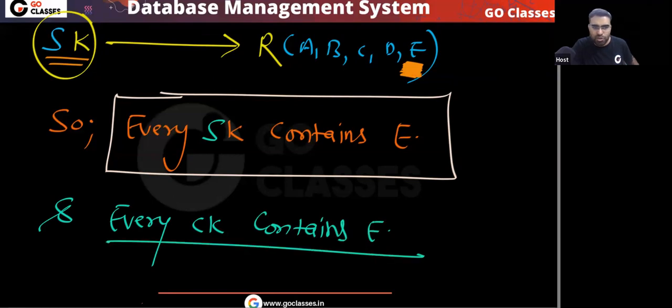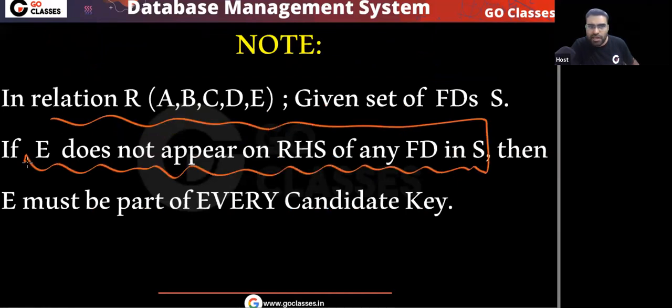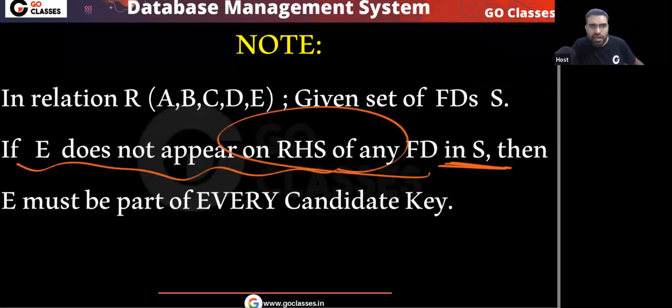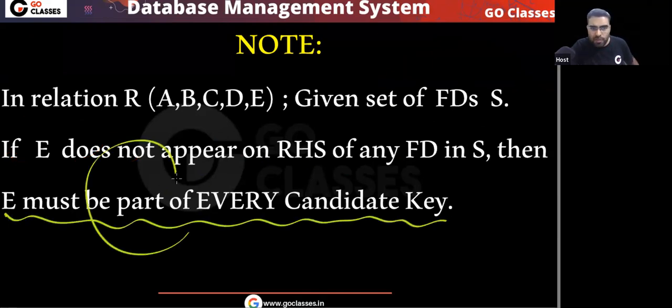If this type of situation happens, what is the situation? The situation is that this attribute does not appear on the RHS of any FD in S, our set of functional dependencies. In this set, E does not appear on the RHS of any FD, so only E can determine E. So E must be a part of every candidate key. Yes or no?